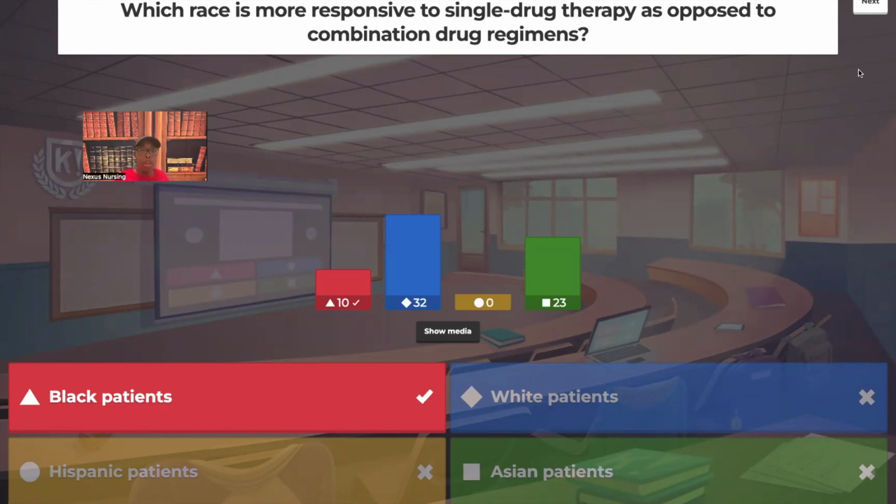All right. The correct answer is Black patients. So when it comes to Black patients, studies have shown that they're much more responsive to single drug therapy than combining drugs together, right? Studies have shown that for non-Blacks, especially white patients, they're more responsive to combination drugs. Okay? You guys following me on the live? Okay, good. We still say Black. Okay. All right, let's keep going.